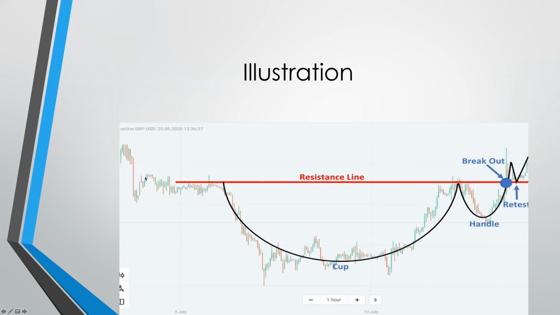So this is our resistance line. We know our resistance is where we get a few touches. We can see it here. We can see over here the price respected here. And we see what happens under the resistance line. The price came down and down and down. There was a little consolidation, but it's actually forming what we call the cup. Then the price started climbing up.